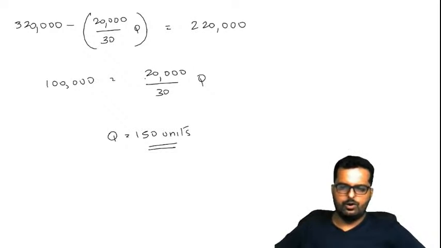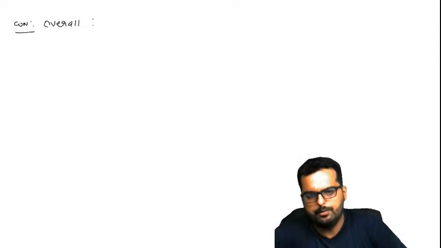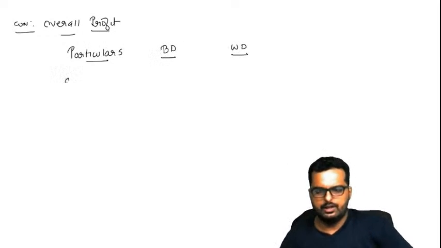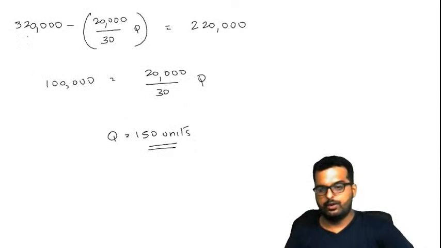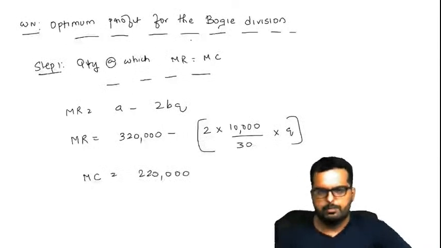Alright friends, I believe you have all got the answer as 150 units, correct? Now they are asking what the overall profit is going to be. So I'll write the next working note heading, overall profit, particulars. We have two divisions, the bogie division and the wagon division. What is the selling price? I still need to find it, I've only got the quantity. So we'll do this after the next step.